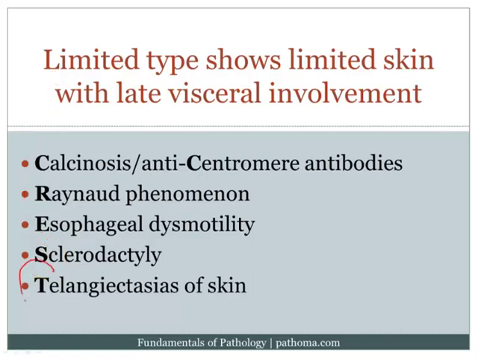And then finally, the T represents telangiectasias of the skin. Telangiectasias are dilated capillaries, and this would result in red marks on the skin. Now, although the limited type can be summarized by CREST, some patients can develop more extensive internal organ involvement, but overall the prognosis is good.